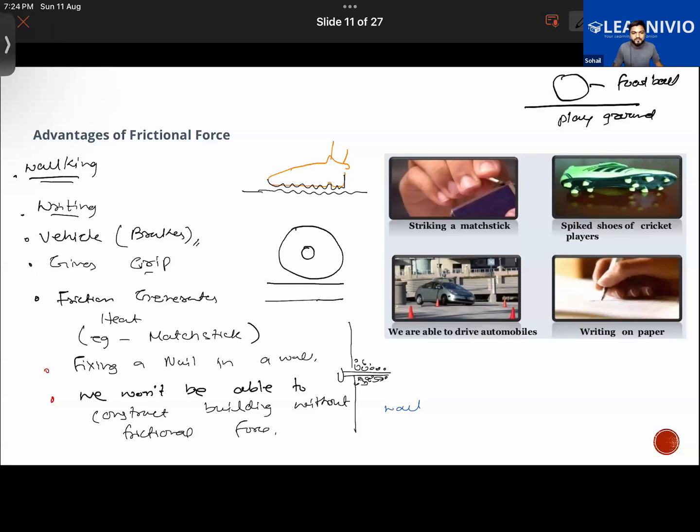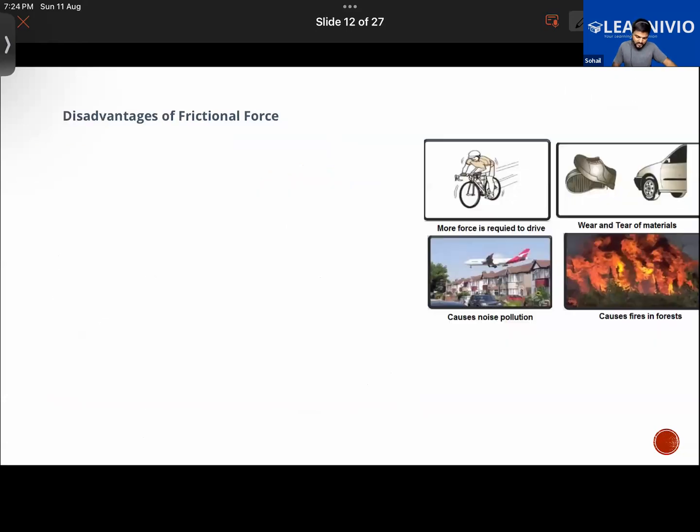Got this, everyone? Hope you have understood this. Then, talking about the disadvantages of frictional force, think about this: what could be the disadvantages of frictional force? Yes, let us start one by one. Starting from Khadija. Khadija, you should mention at least three disadvantages of frictional force.